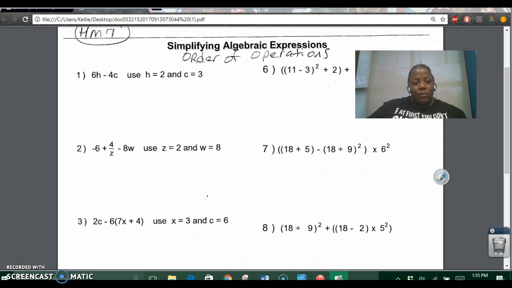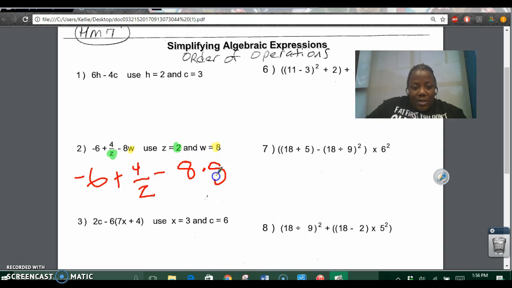Let's try the next one. So my 2 letters are Z, which is going to be 2, and W, which is going to be 8. Now here's one with the fraction. Don't worry about the fraction ones, okay? They're really not as bad as they look. Check this out. First rewrite it. -6 plus 4 divided by Z. Remember, fractions mean division. So this you can think of as a division problem. Then I have minus 8 times W, which is 8.